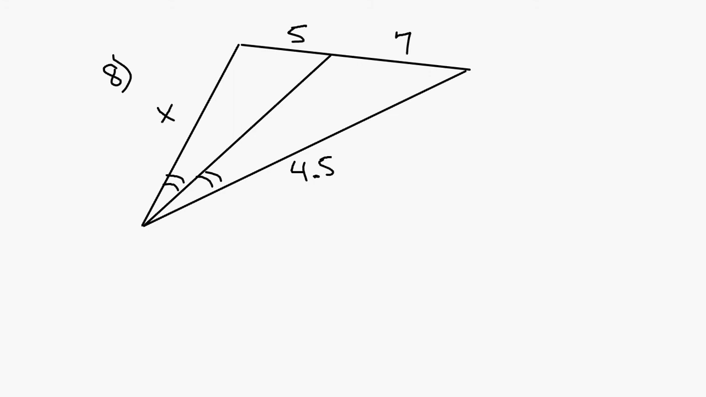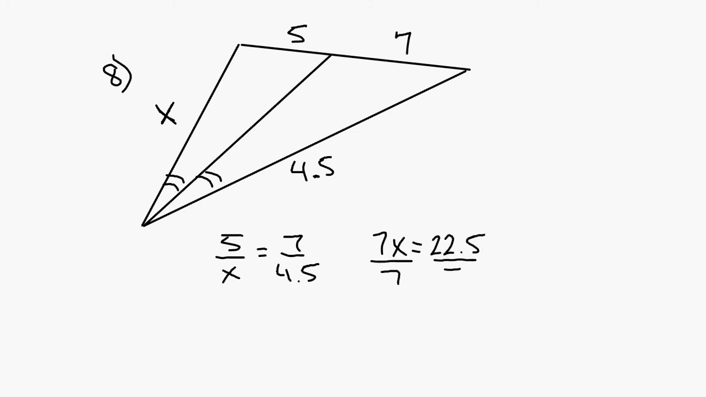So you do 5 over x equals 7 over 4.5. So your 7x equals 22.5? Yes. 22.5, and you divide by 7. X equals 3 point what? 3.21. All right, and we're going to the nearest tenth. So we got a 3.2. Agreed? Now, we don't know if that's the longest or shortest, do we?